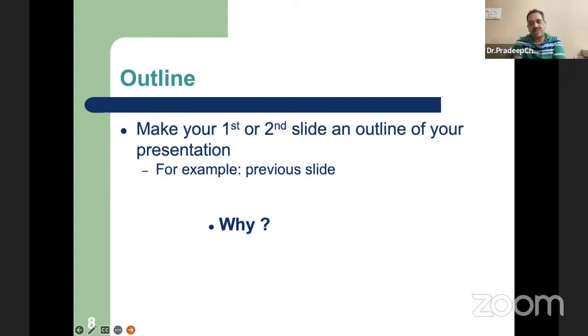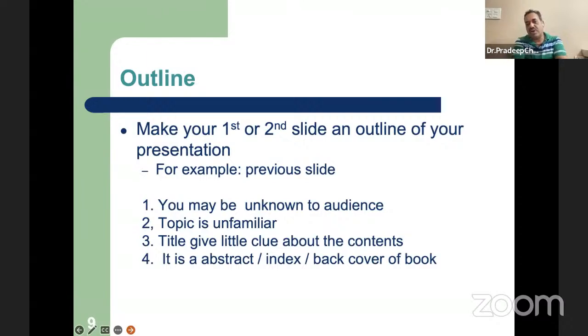Why do you want to do this? Because you may be unknown to the audience. Topic may be unfamiliar. Title gave little clue about the content. It's like an abstract, index or back cover of the book. So you should give an outline of the talk in the first or second slide.